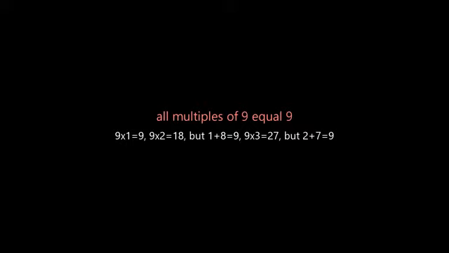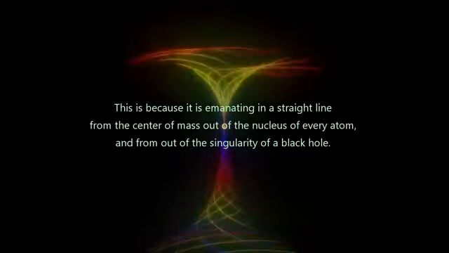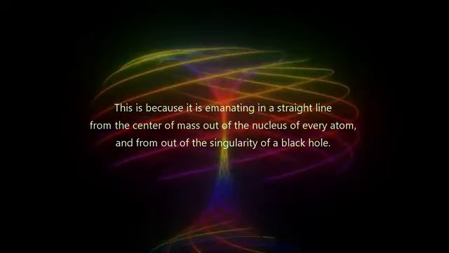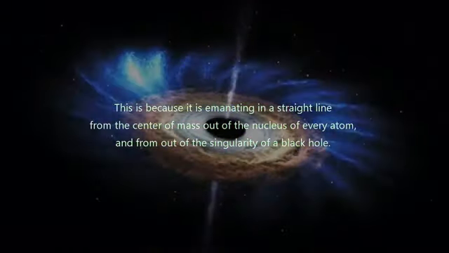9 times 1 equals 9. 9 times 2 equals 18. But 1 plus 8 equals 9. 9 times 3 equals 27, but 2 plus 7 equals 9. This is because it is emanating in a straight line from the center of mass, out of the nucleus of every atom, and from out of the singularity of a black hole.